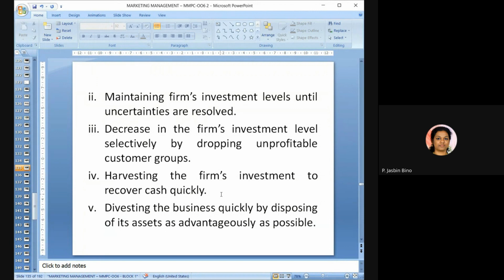So they should harvest the investment of the firm by recovering the cash quickly, then divesting the business quickly by disposing of its assets as advantageously as possible. Divesting means stopping the investment or negative thing. So they can stop producing this product in the decline. Whenever we are in the decline stage, we can follow many strategies to bring it back to the maturity stage, right? If it is not possible, we should stop the particular product from the market.